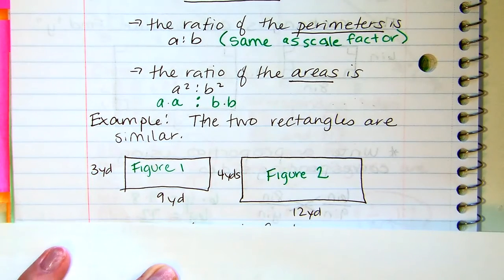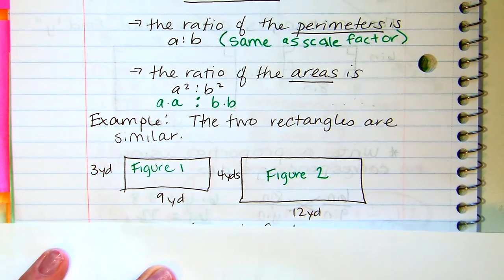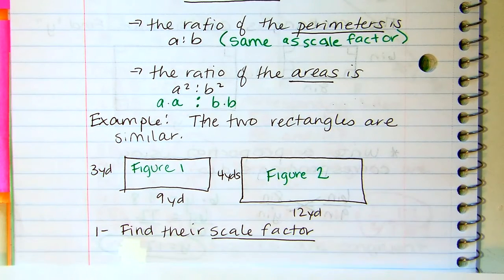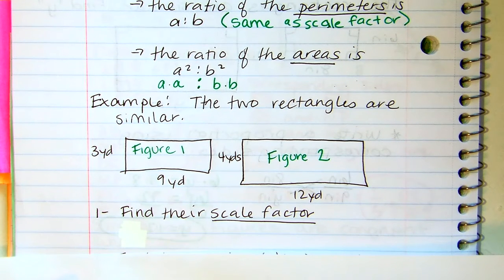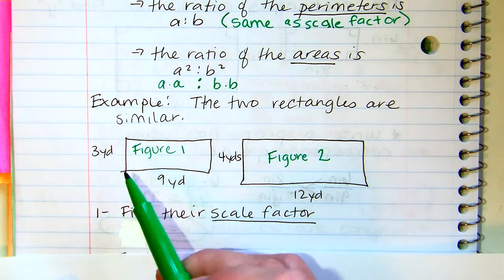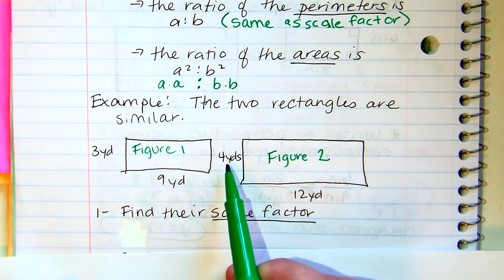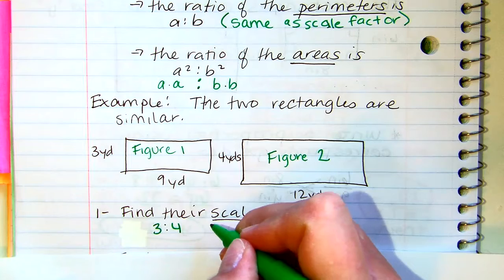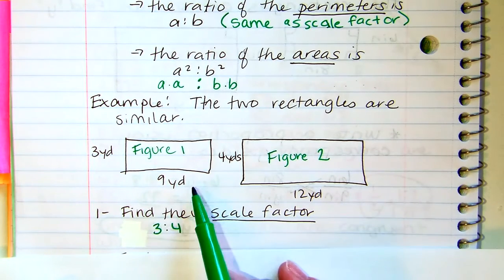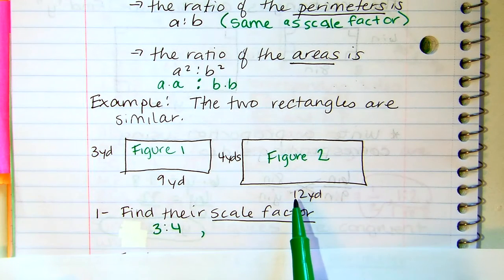What I'm going to do now is find their ratio. Now remember, a ratio is a fraction, written as a colon in this particular case. So to begin with, I'm going to find their scale factor by setting their corresponding sides to each other. So here, I have 3 to 4. Next, I'm going to set my bottom sections of these numbers to each other. So that's going to be 9 to 12.